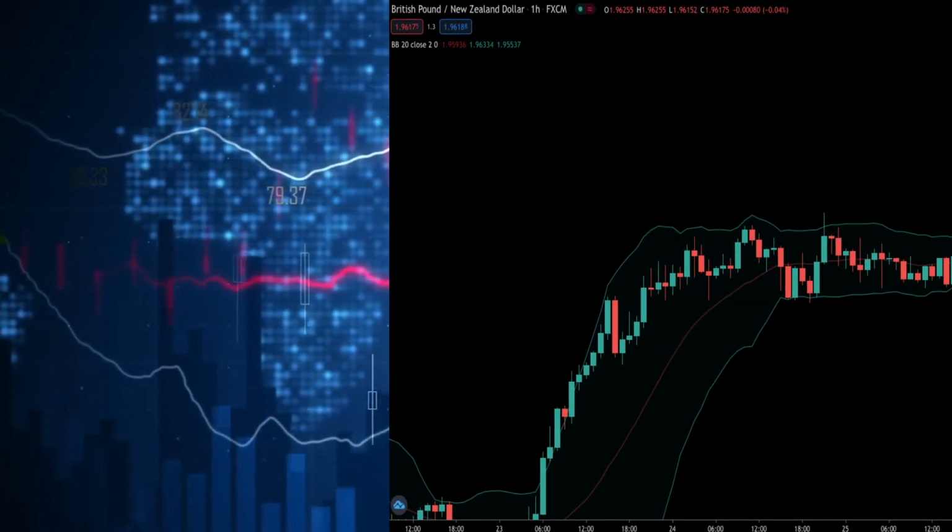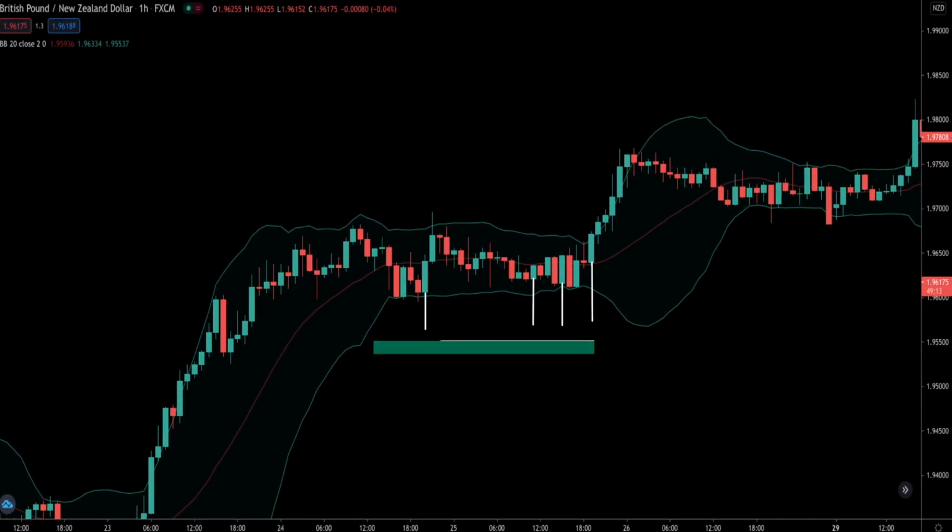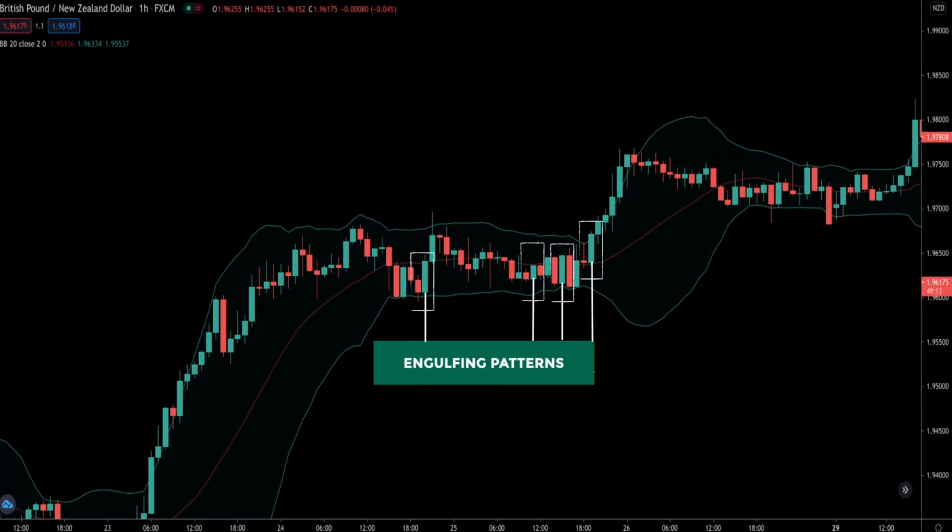So right here in this Bollinger Band squeeze, we see a series of bullish engulfing patterns just before the breakout. This is a high probability Bollinger Band squeeze setup.